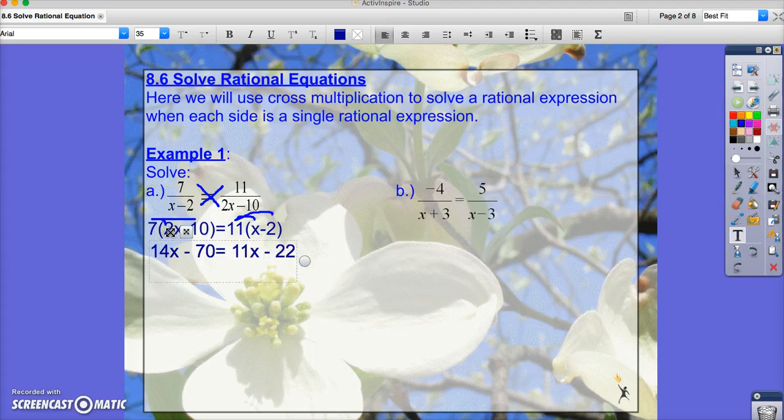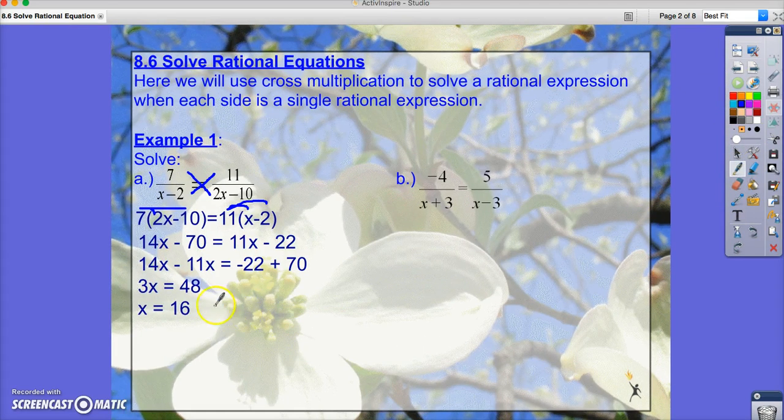In this step now, it's a multi-step equation. I'm going to bring the x's to the left. 14x minus 11x. 11x becomes negative when we move it over. Equal negative 22 plus 70. Negative 70 comes over as a positive. We get 3x equal to 48. When I divide both sides by 3, your final answer is 16. And that's it. That's my answer.